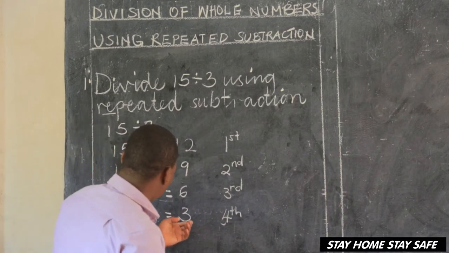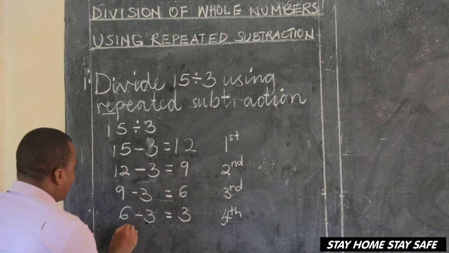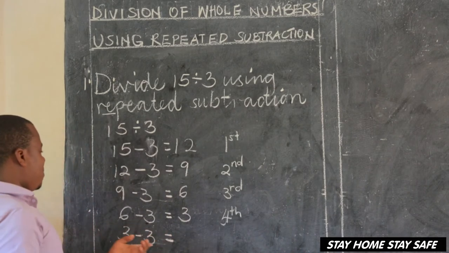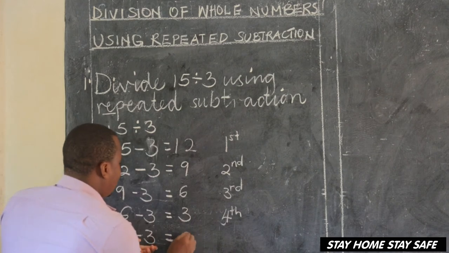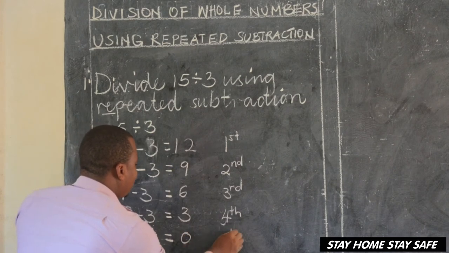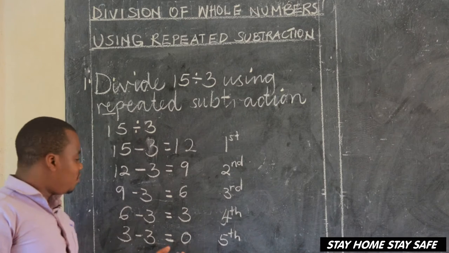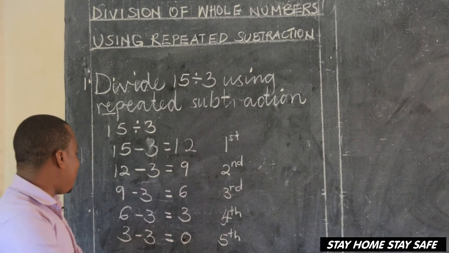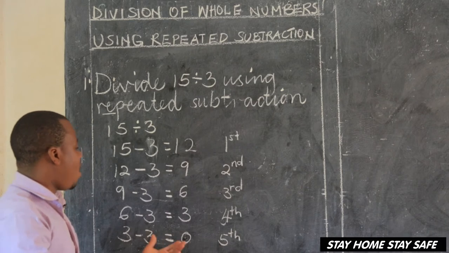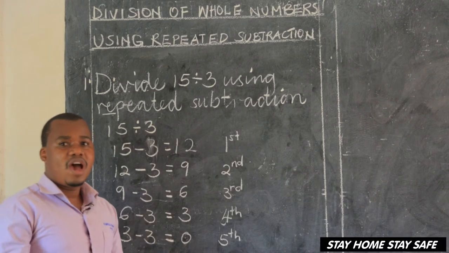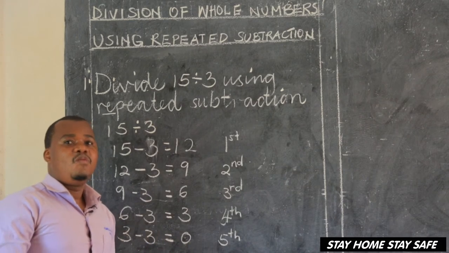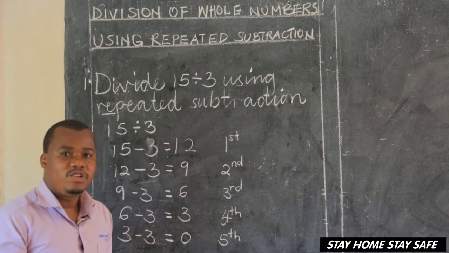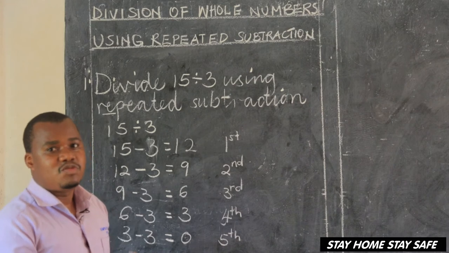So we have got 3, and so we are going to have 3 take away 3. What is 3 minus 3? 0. And this is the 5th time. Now, my dear children, when you get 0, this means the number is now over. So you have finished. And now, how do we get the answer? We get the answer by counting the number of times we have subtracted.